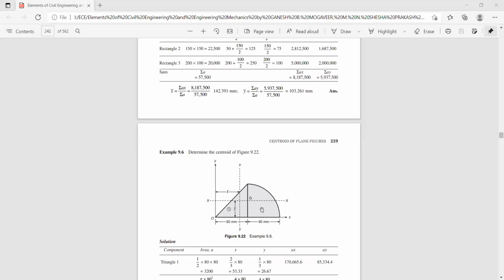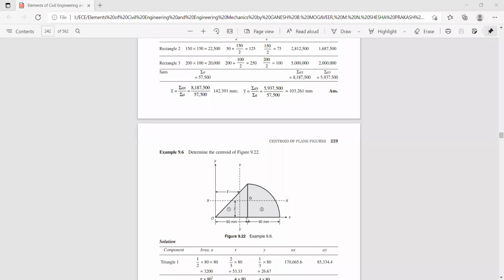And the center of the quarter circle with respect to both x and y axis is 4r by 3 pi. So we have to find this distance from this point to the y axis. So this is 80 plus 4r by 3 pi.